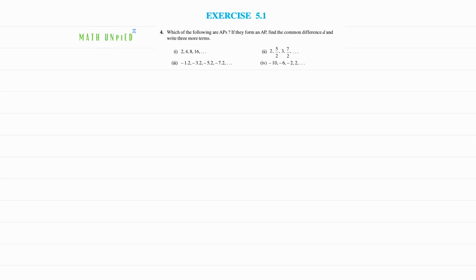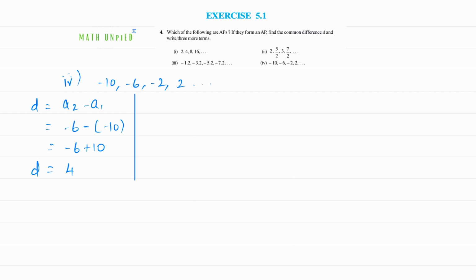Now let's move on to the fourth subdivision. This is negative 10 comma negative 6 comma negative 2 comma 2 and so on. So let's find the difference D for the first two terms. So A2 minus A1, this is equal to negative 6 minus of negative 10. This is equal to negative 6 plus 10, which is equal to 4. So D equals 4 for the first two terms.